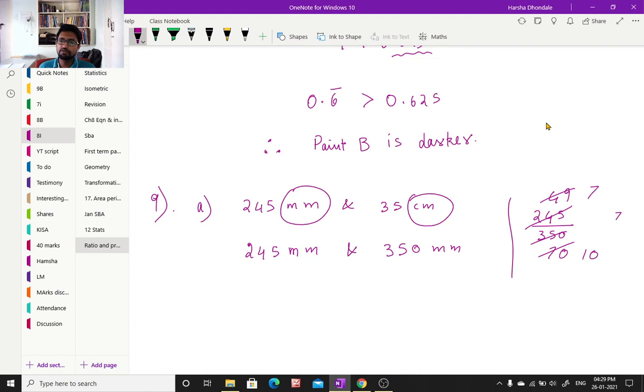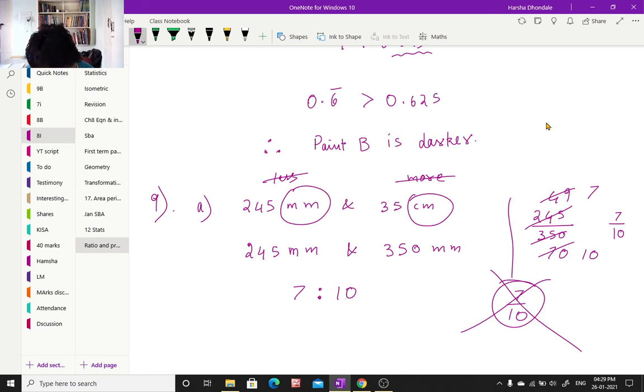Can I simplify this further? I can't. 7 by 10. Don't leave it as 7 by 10. Your answer is wrong. Heaven's sake, don't leave the answer as 7 by 10. You have to write it as 7 is to 10. So now I'm comparing. It is 7 is to 10. This is less and this is more, but you don't have to write less, more. Not at all required. So they are in ratio 7 is to 10. That's it. Got our answer.